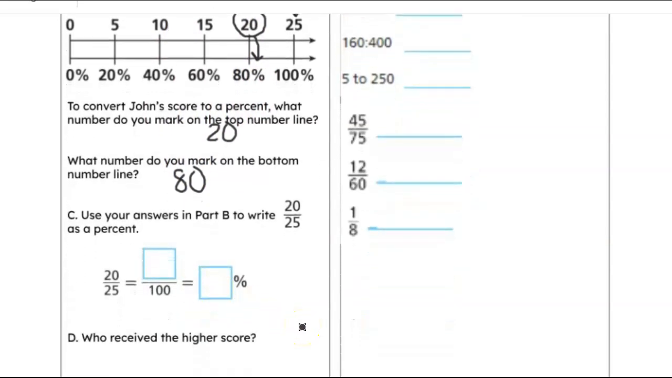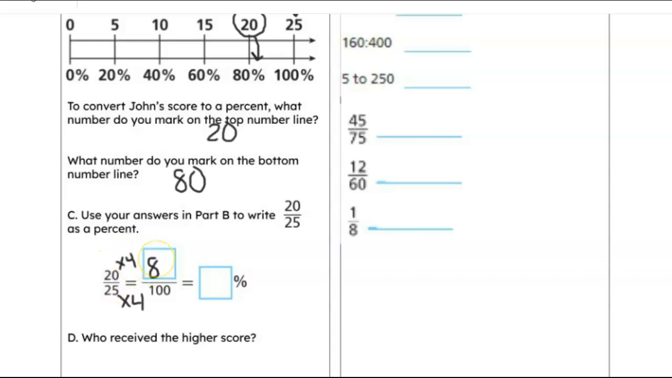Okay, now you're not going to sit there and draw out a double number line because that's going to take you extra time. But you can set it up like we normally do. We have 20 out of 25 because that's what John scored on the test. And we're going to put it out of 100 because percents are out of 100. To get from 25 to 100, I multiply by 4. If I multiply by 4 on the bottom, I'm going to do the same thing on the top.